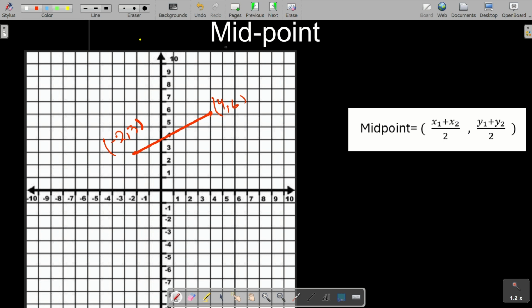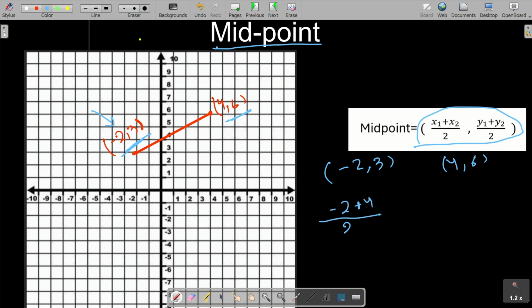Now let's talk about the midpoint. The midpoint simply is the point which is exactly halfway between 2 points. And to find it, we will use this formula over here. As usual, I'm going to write the 2 points, -2 and 3. This is the first point which we have here. I'm going to write also the second point, which is 4 and 6. Then to get the midpoint: x1 plus x2, y1 plus y2, all of that over 2, of course. Now you can just do -2 plus 4 over 2, and here 3 plus 6 over 2.